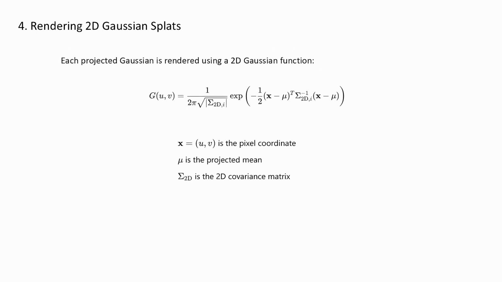Rendering 2D Gaussian splats. Each projected Gaussian is rendered using a 2D Gaussian function as follows. X is the pixel coordinate. Mu is the projected mean. Sigma is the 2D covariance matrix.